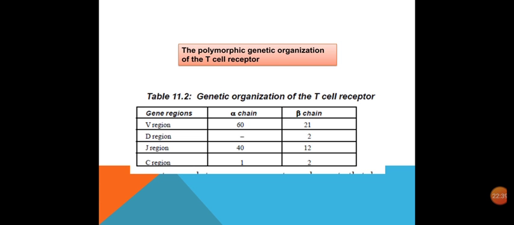The polymorphic genetic organization of T cell receptor. Here we can see the V region. It has 60 genes for alpha chains and 21 for beta chain. D region has 2 for beta chain. J region has 40 for alpha chain and 12 for beta chain. C region 1 for alpha chain and 2 for beta chain.